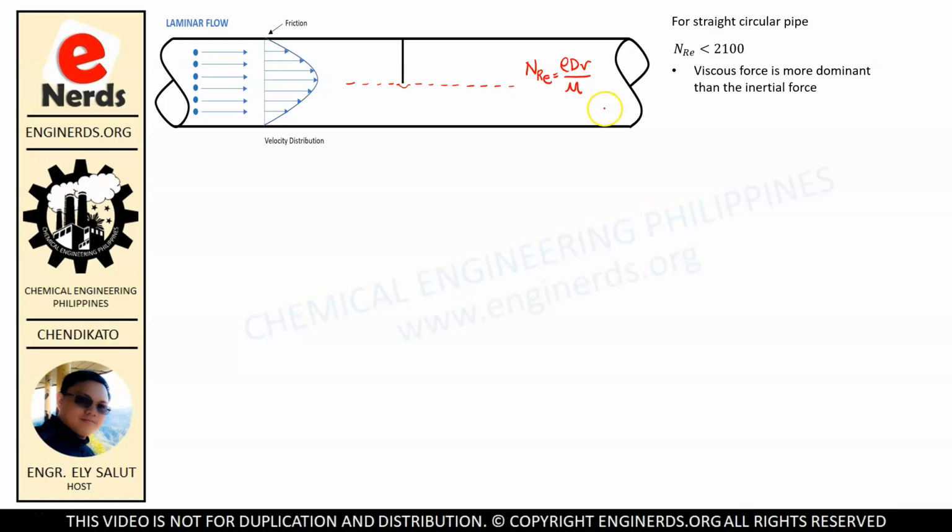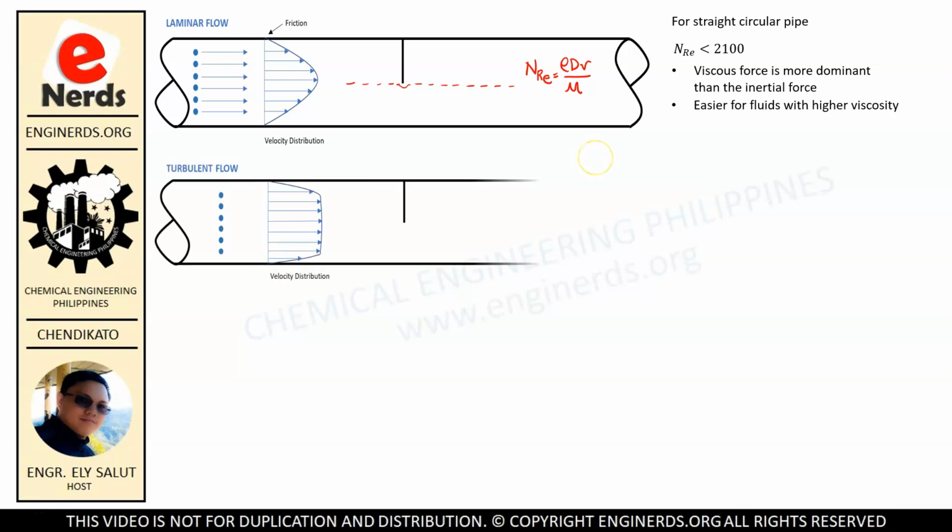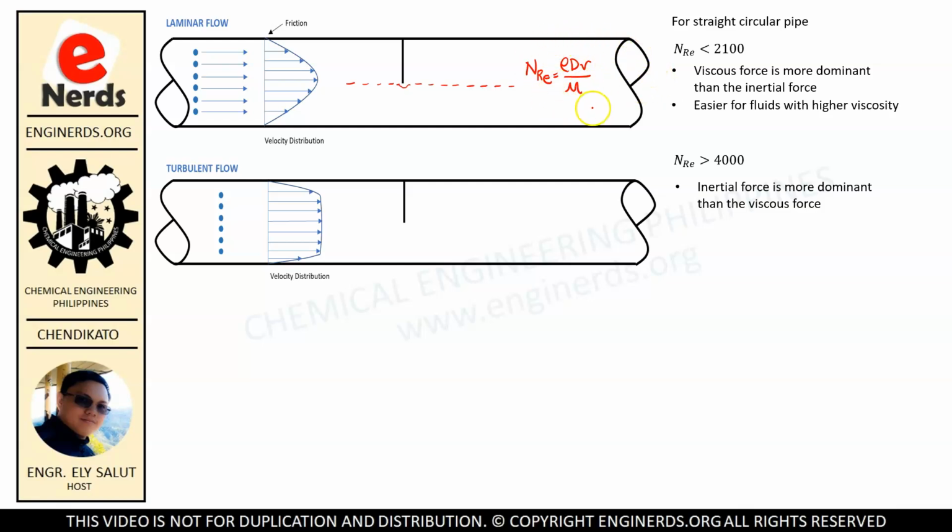As you can see sa formula natin ng Reynolds number, dahil mababa ang value ng ating Reynolds number, ibig sabihin mas dominant ang ating viscous force compared sa ating inertial force. Therefore, it is easier for fluids with higher viscosity na magkaroon ng laminar flow. And then considering naman yung turbulent flow, this will happen if our Reynolds number is greater than 4,000. And on this case, inertial force is more dominant than the viscous force. Dahil if our inertial force is mas mataas compared sa ating viscous force, magiging mataas talaga yung value ng ating Reynolds number. Therefore, turbulent flow is easier for fluids with lower viscosity.